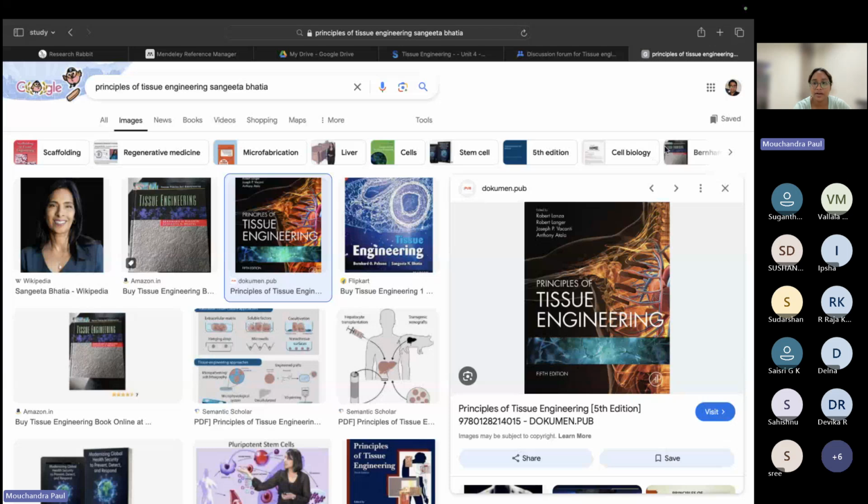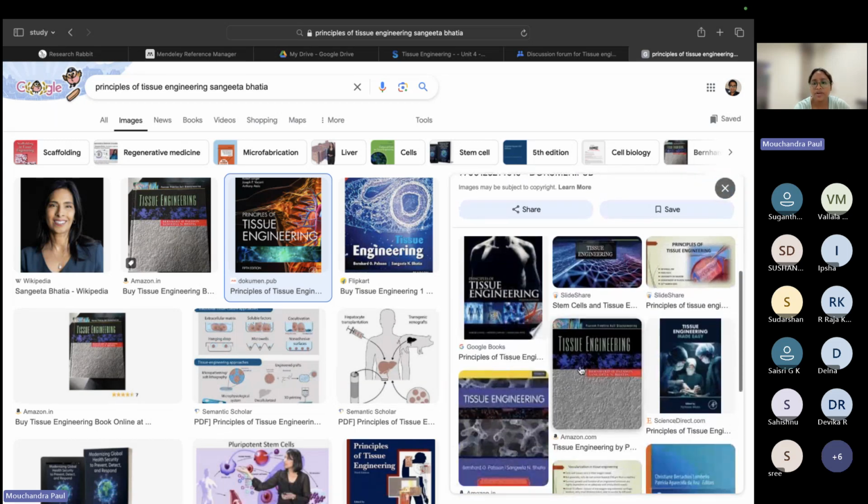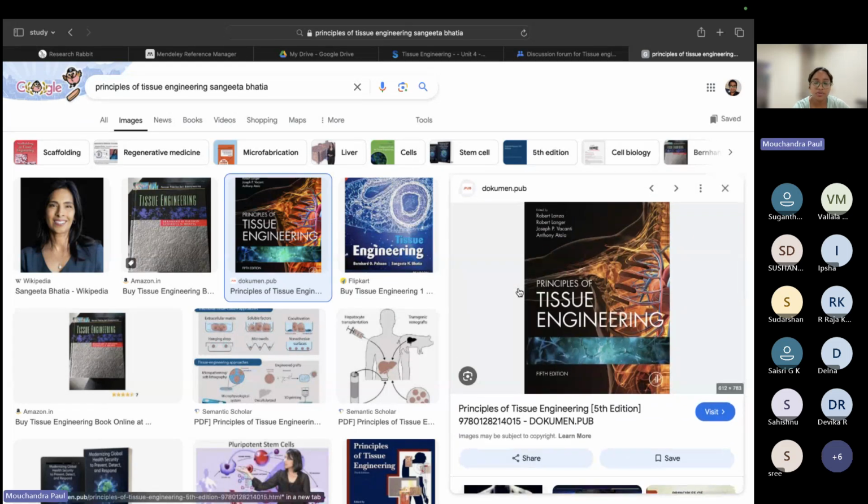This book, Principles of Tissue Engineering by Langer and Vacanti, is a bit advanced. It is slightly advanced, so if it is not required, then don't get into it. But if you feel that you want to learn more, learning never stops. You can read more and more. So these two books I would recommend apart from the course content that is there.